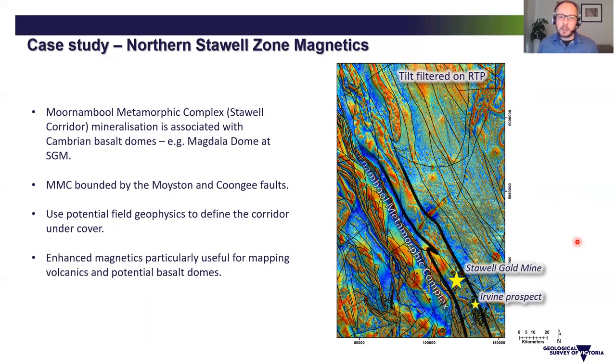And using the magnetics, we can map out the boundaries of the Stawell corridor, the Moorabool metamorphic complex, fairly well. And interestingly enough, in the magnetics, I think there's a whole bunch of interesting looking features, potentially mapping out basalt domes and the volcanics themselves.